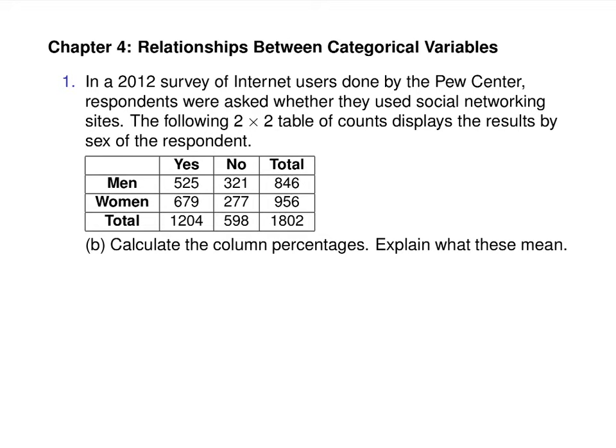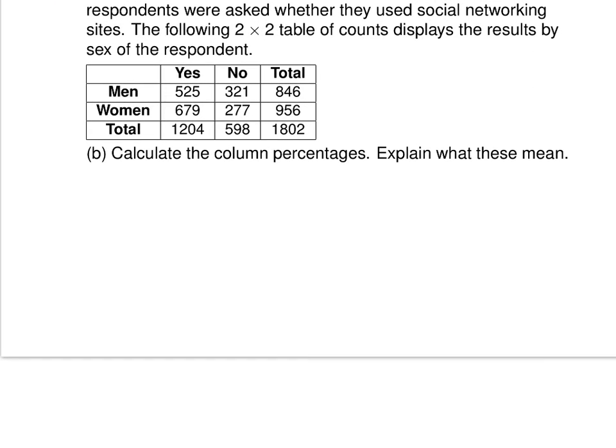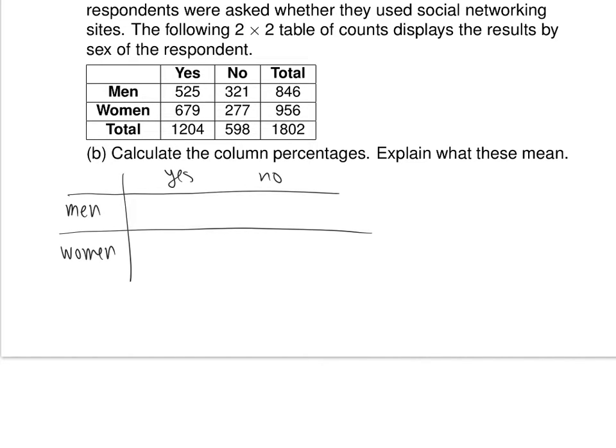Okay. How about the columns? What's a little bit different here? Total is the bottom, so let's put the table again. Men, women, yes, no. Okay, so the proportion of yeses who are men, that's 525 out of 1204. That gives us about 43.6%.